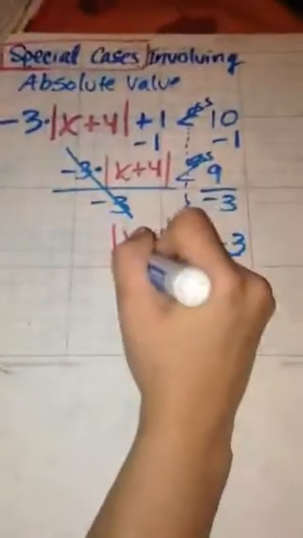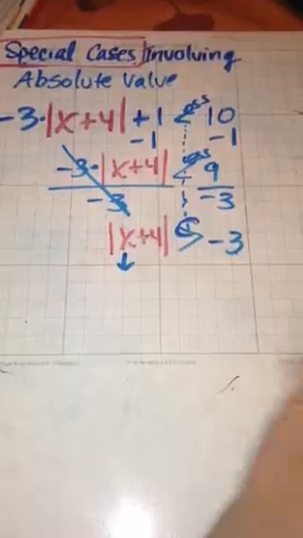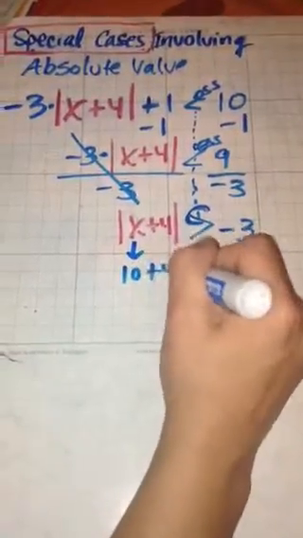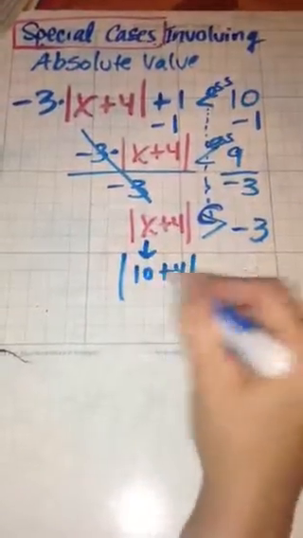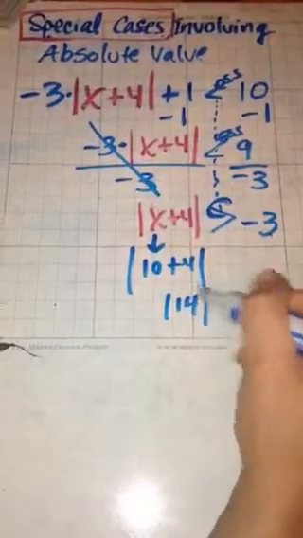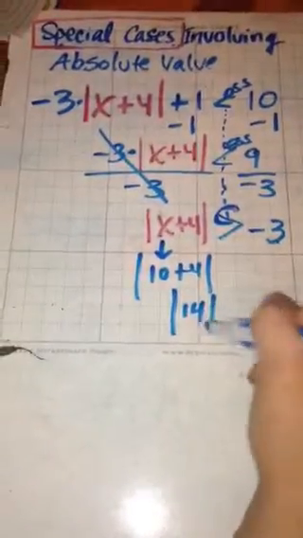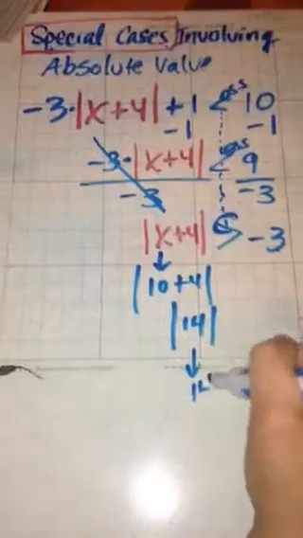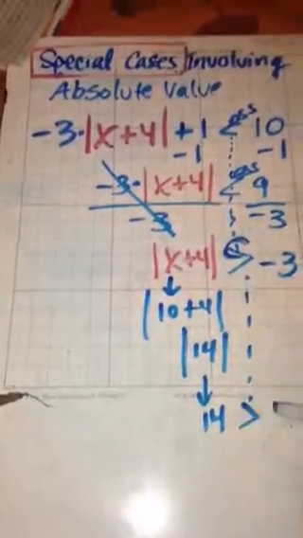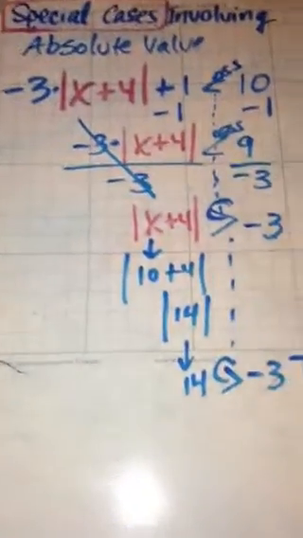And you can try it out for yourself. You can put in different x values. If x was 10, 10 plus 4, the absolute value of 14 is the distance between 14 and 0. The distance between 14 and 0 is 14. 14 is greater than negative 3. That's true. So when we plugged in 10, it makes it true.